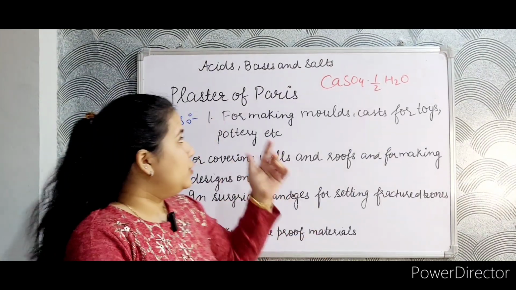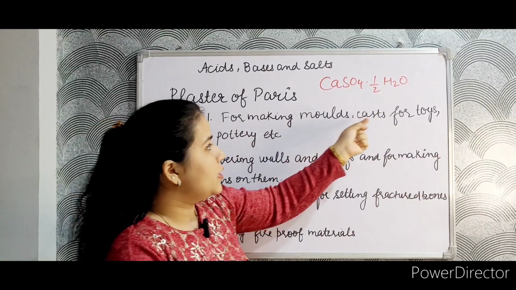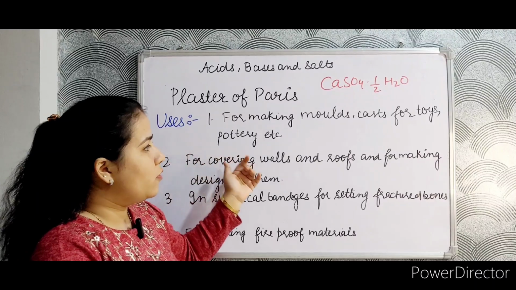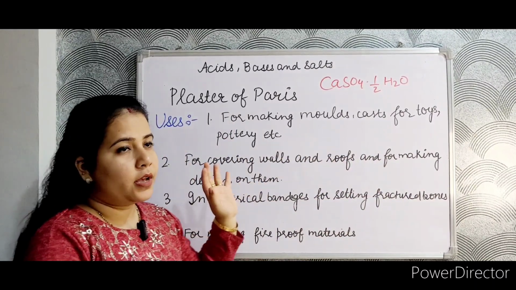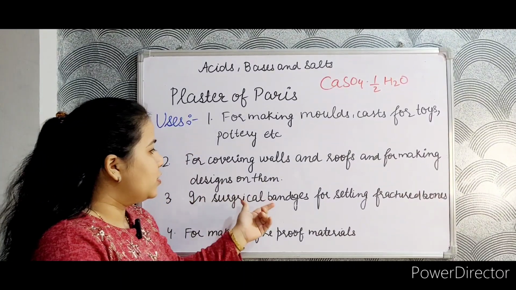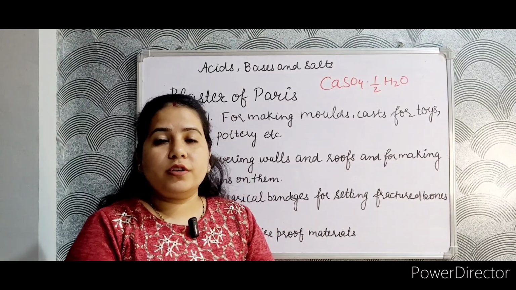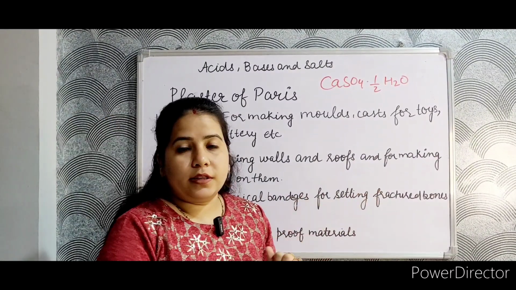Next is uses of plaster of Paris. First is for making molds and casts for toys and potteries. Second is for covering walls and roofs and for making designs on them. Third one is in surgical bandages for setting fractured bones. If a bone is fractured, we use POP to set it.